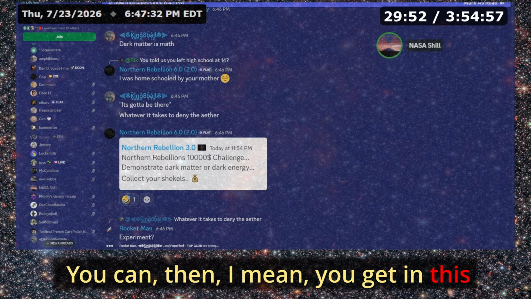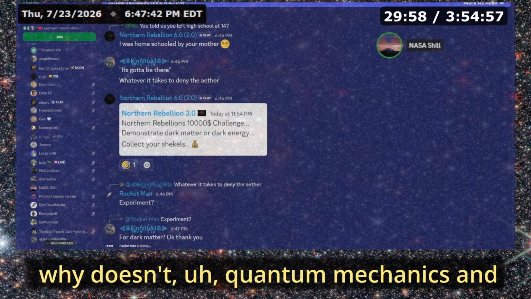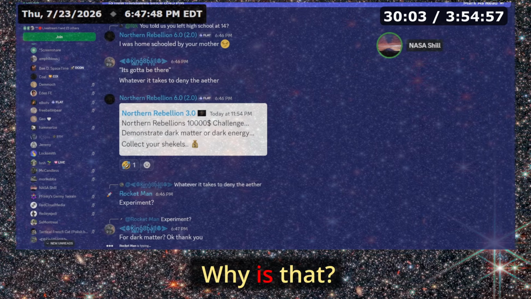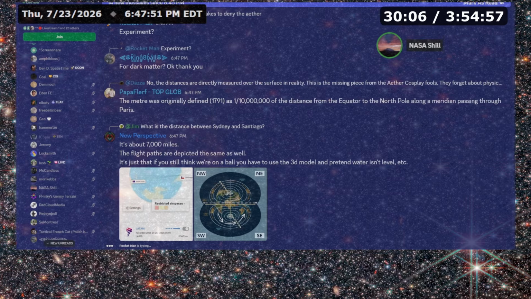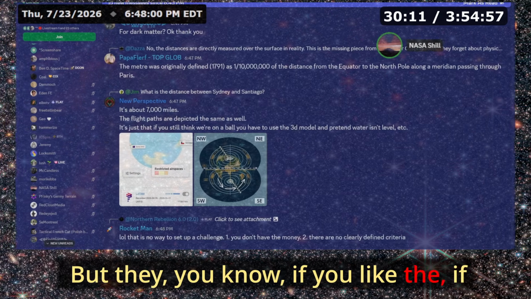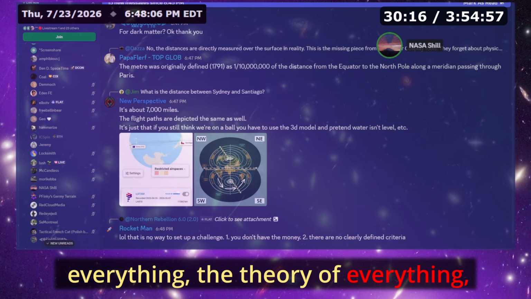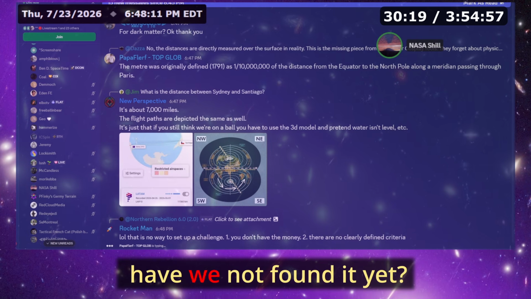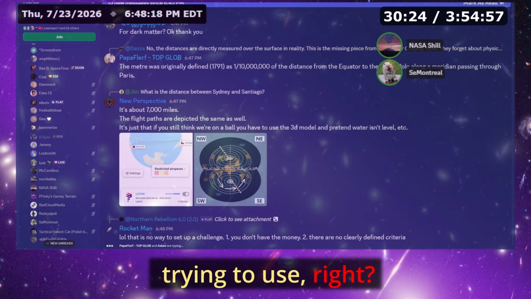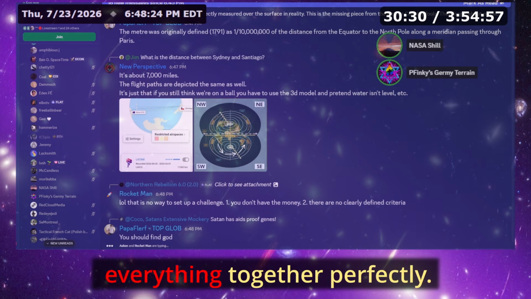You get into this whole thing with why quantum mechanics and Einstein's theories don't work together. Everyone knows they don't work together. Why is that? No one knows. Yeah, because they're fundamentally different. I know, but if you like elegant theories, you should be able to have a theory that explains everything, the theory of everything. Which doesn't exist. Well, does it, or have we not found it yet? Well, we haven't found it according to the kind of physics you guys are trying to use, right? Correct. So we're waiting for that ether theory that just meshes everything together perfectly.